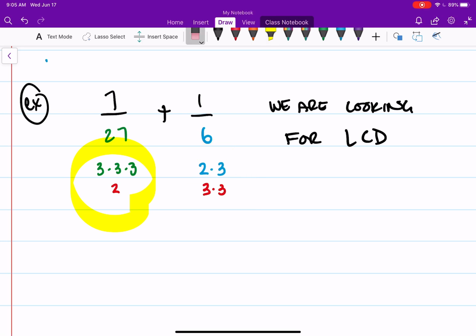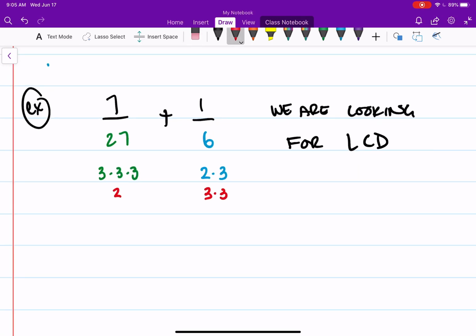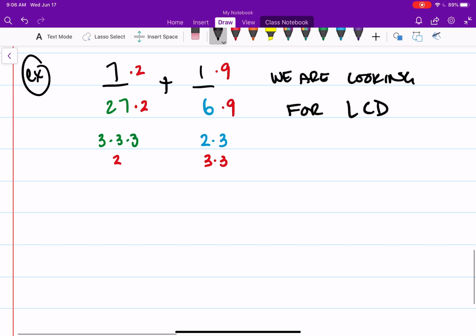Answer is yes. So now what I have to do is that 2 is missing on the green, so I gotta multiply this by 2. If I do it to the bottom, I have to do it to the top. On the blue bag, the 6 is missing a 9. So 6 times 9, because 3 times 3 equals 9. So I got to do it to the top as well. So now when I do this, it's going to be a 14 over a 54 plus a 9 over a 54.